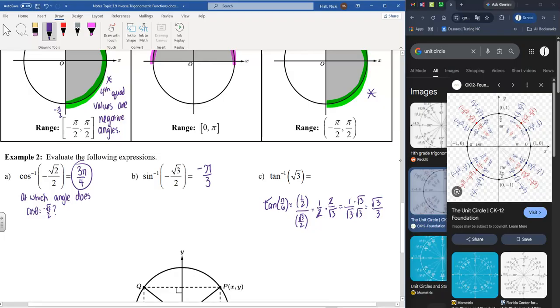So that's not it, so I'm going with pi over 3. It's got to be the other one, right? But if you want to check it, tangent of pi over 3 would be square root of 3 over 2 divided by 1/2, which would give us square root of 3 over 2 times 2 over 1, which is square root of 3. There. Questions? So our answer is pi over 3.